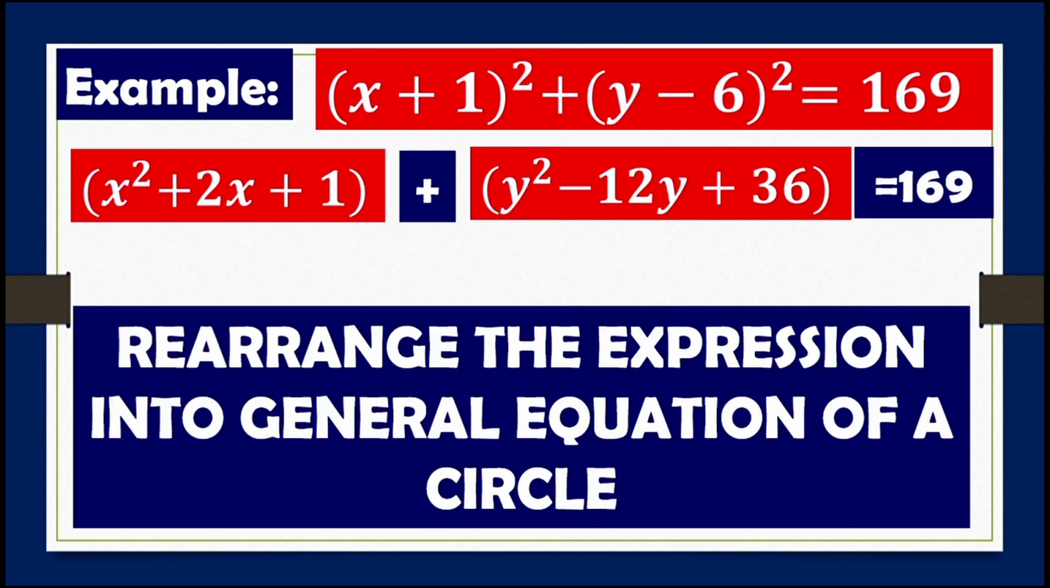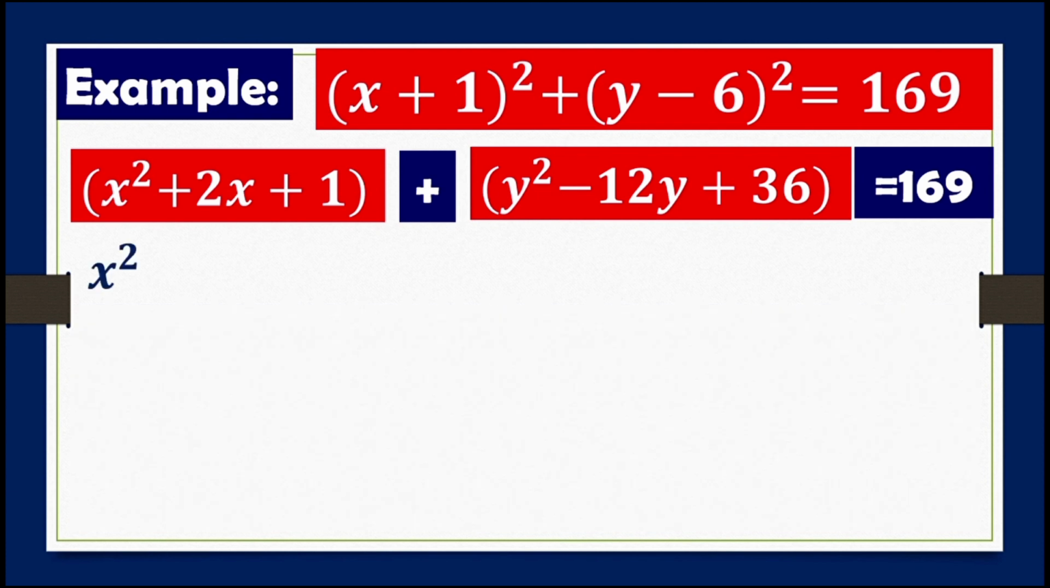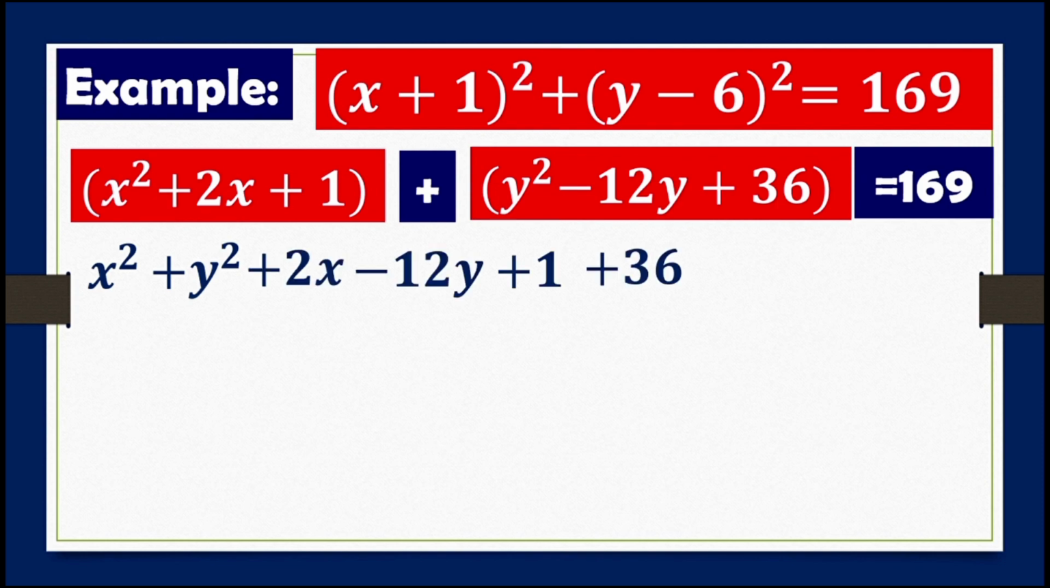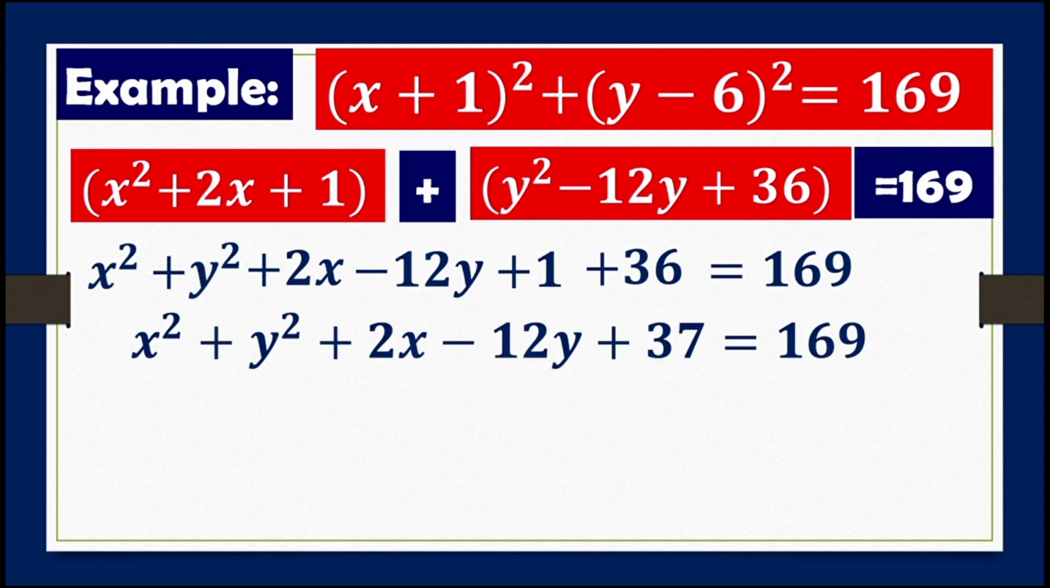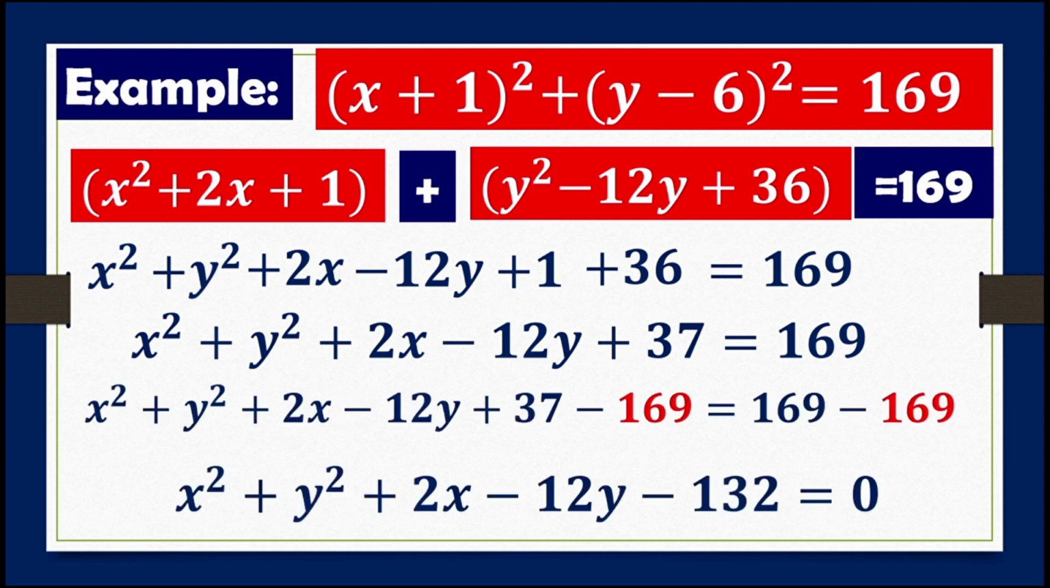Then, we will rearrange the expression into the general equation of a circle. That means x² followed by y², then the term containing x, the term containing y, and the constants 1 and 36. Again, that is equal to 169. Then we will add constants 1 and 36. The sum is 37. Simplify the given equation using the subtraction property as we transpose 169 to the left side of our equation. So the simplified equation becomes x² + y² + 2x − 12y − 132 = 0.